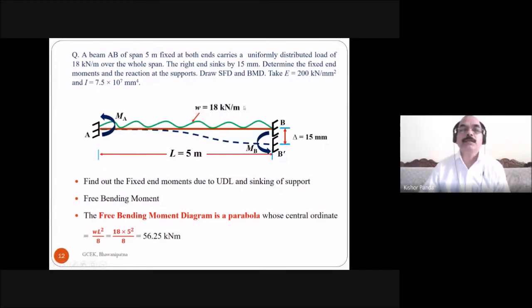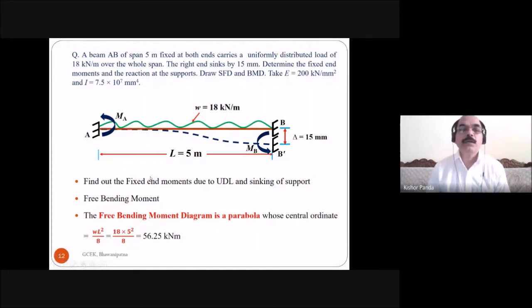So here this is the given loading. W is equal to 18 kilonewton per meter, and the length of the fixed beam is 5 meters, and this is the settlement that takes place. Thus support B settled by an amount 15 mm to B dash. This is before settlement and this is after settlement, B dash, and this is the settlement of the point B to B dash, 15 mm.